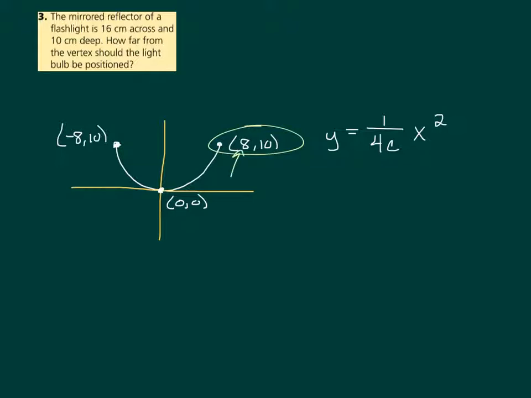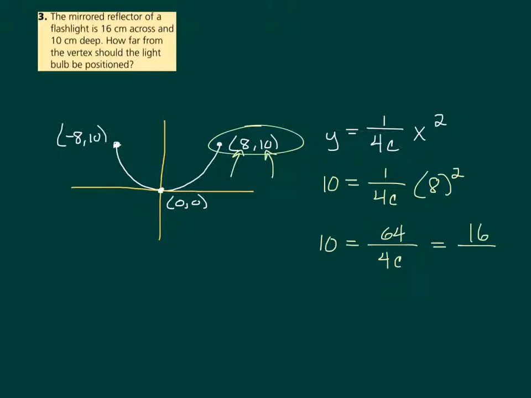Correct. The nice part is, I can just take this right here, that is an x and a y. 10 is 1 over 4c times 8 squared. I now have an equation whose only variable is c, so I can solve. I get 10 is 64 over 4c, which is 16 over c. Multiply each side by c, I get 10c is 16. Divide each side by 10, I get that c is 1.6, which would tell me that my focus is the point 0, 1.6, but that's not what they asked.